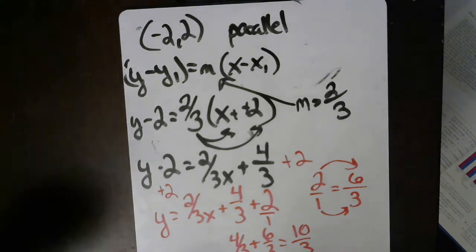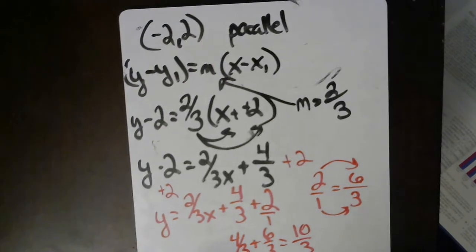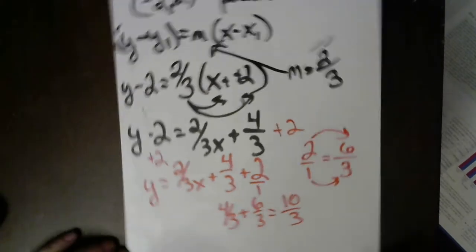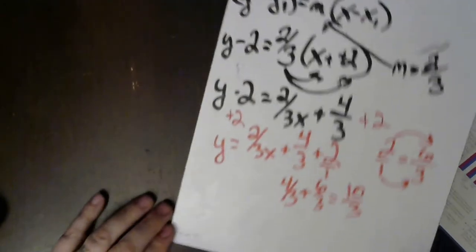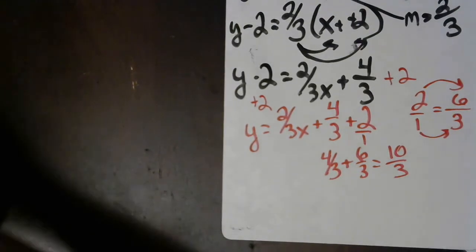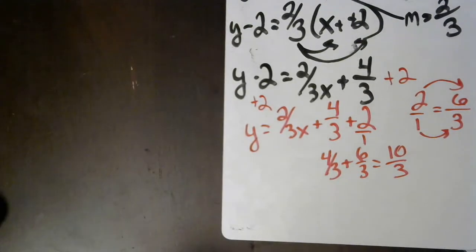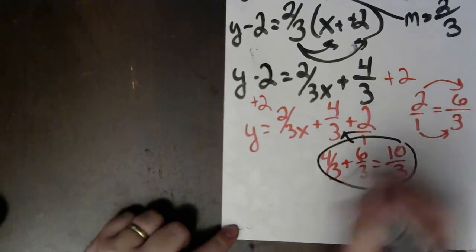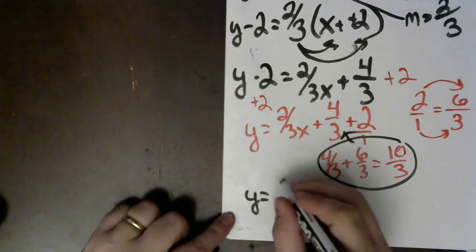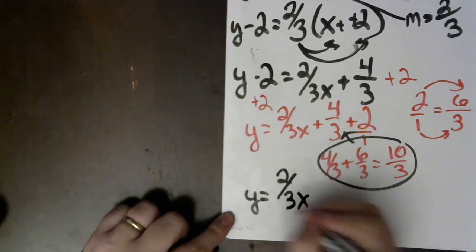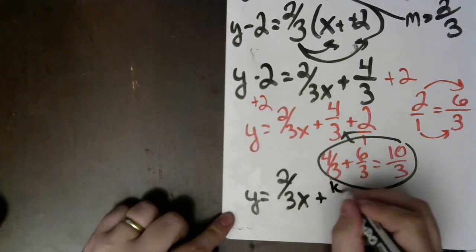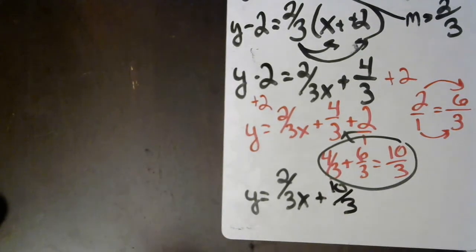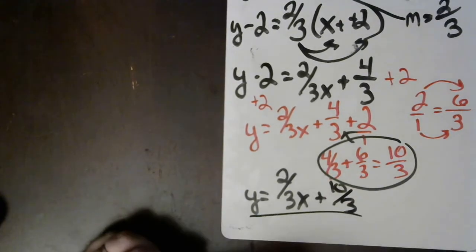Okay, so now we're almost done. Our last step. Let's just rewrite everything and see if we rewrote it correctly. So this right here takes the place of that. y is equal to 2/3 x plus 10 over 3. And that right there is our answer.